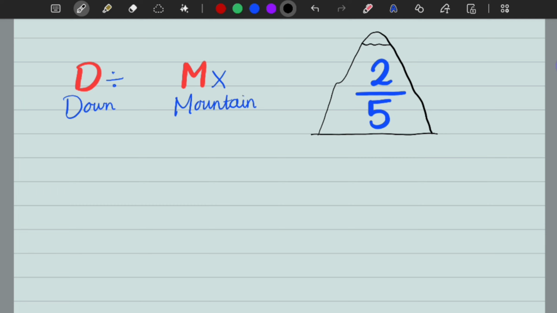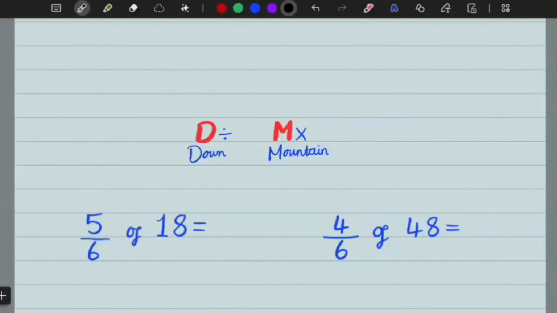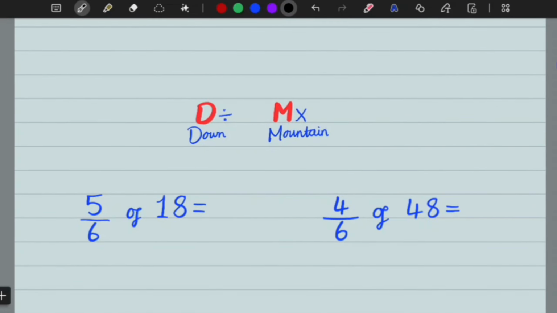Alright, so going down to our first question here, we need to find 5/6 of 18. So I'm looking at this one here, 5/6 of 18. Now, I'm going to take the number I want to find because I want to break this number up to find out what one part of 18 is. So I'm going to take this down to the bottom and I'm going to divide. So I'm doing down with divide first. So what is 18 divided by 6?